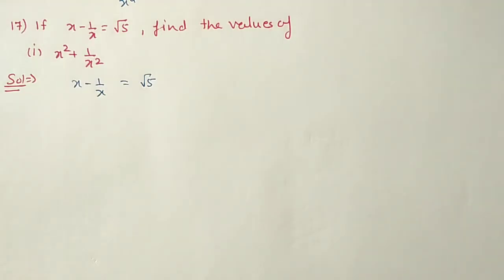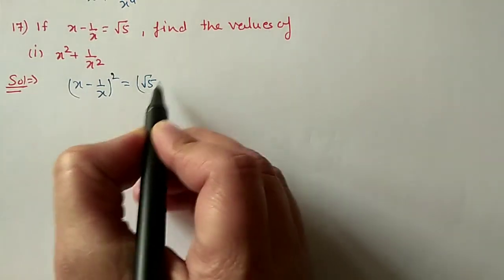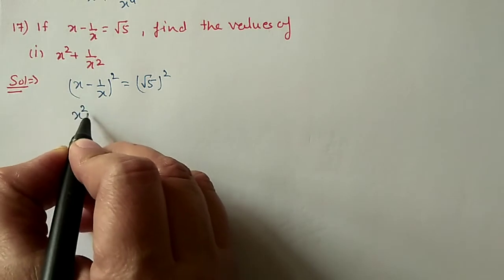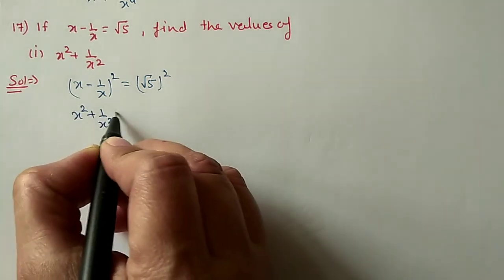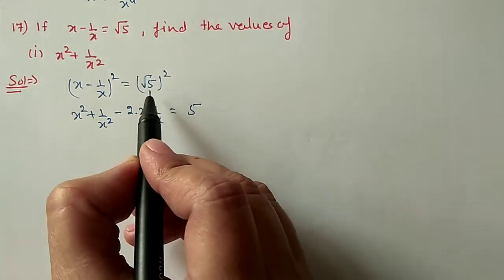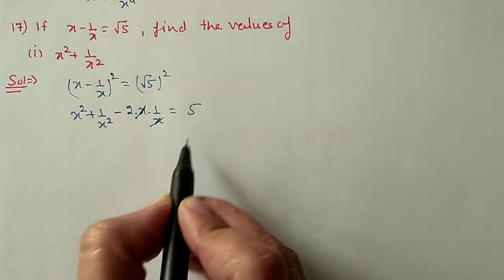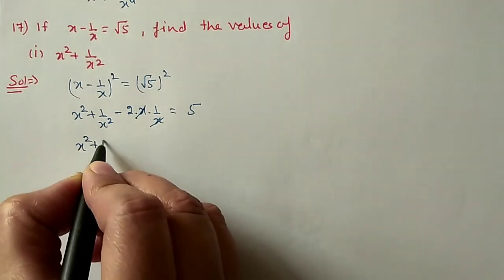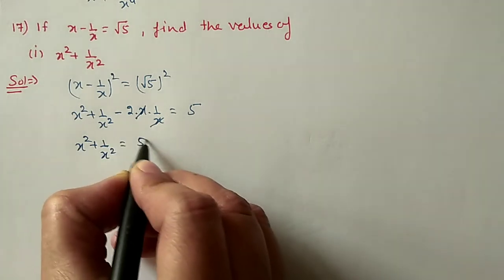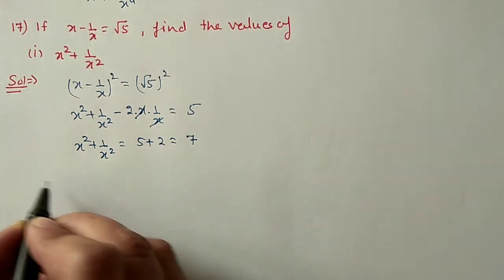Question number 17. If x minus 1 by x is equal to root 5, find the value of x square plus 1 by x square. So first we will do the squaring both the sides of the given value. Here we will get x square plus 1 by x square minus 2 into x into 1 by x is equal to 5. Root 5 square will be 5. Here x to x will cancel out, and this minus 2 we can shift to the other side. It will become plus 2. So the value of x square plus 1 by x square is equal to 7.